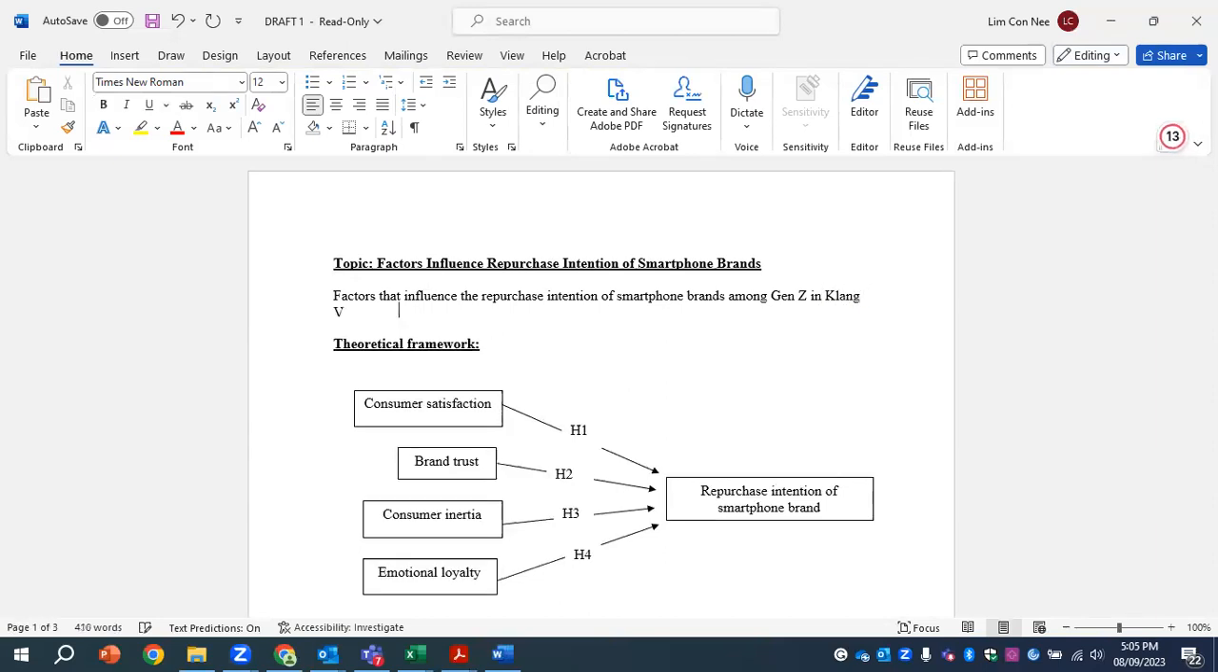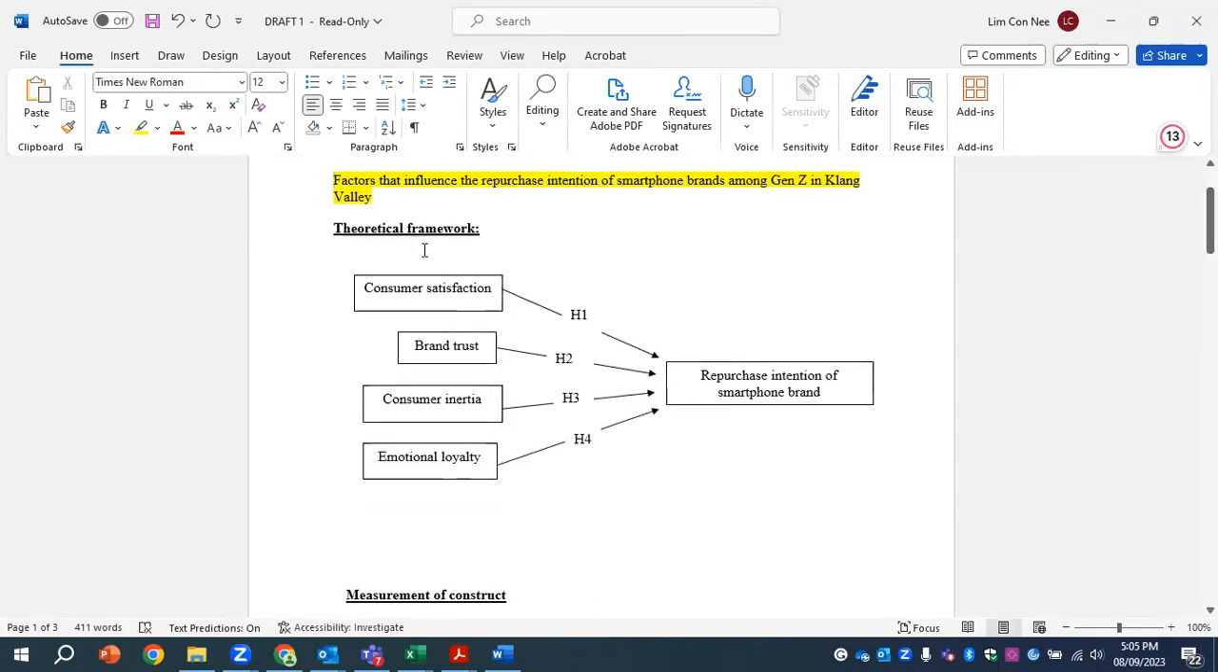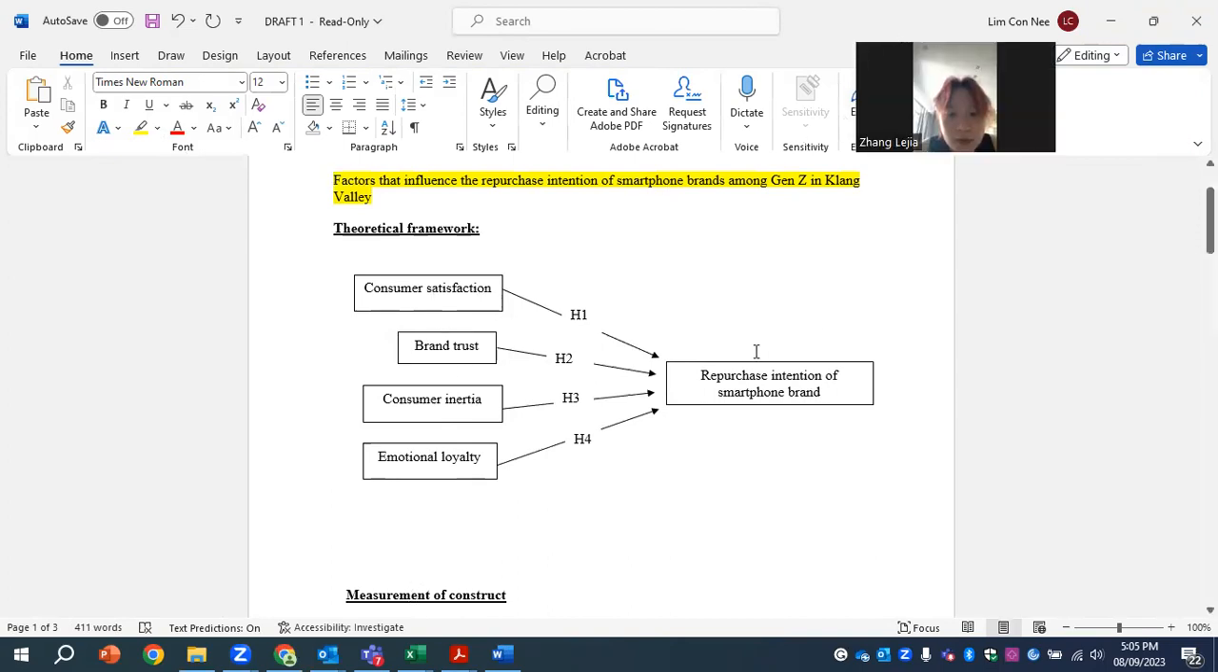We have refined the topic. So you're not supposed to do smartphones anymore, okay? So this is actually her topic now. You need to find for me 4 IV. These are called IV: customer satisfaction, brand trust, inertia, or emotional loyalty. So you need to find 4 IV for me. And this one, repurchase intention, is actually called DV, dependent variable.